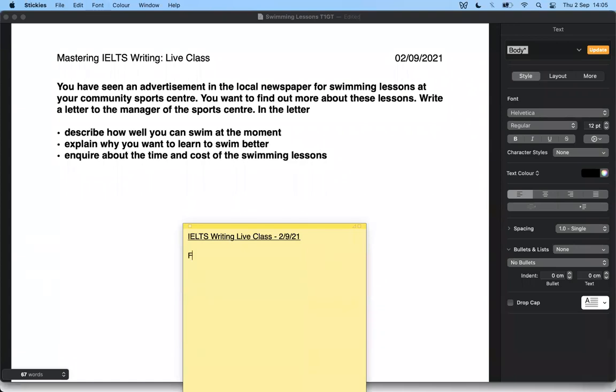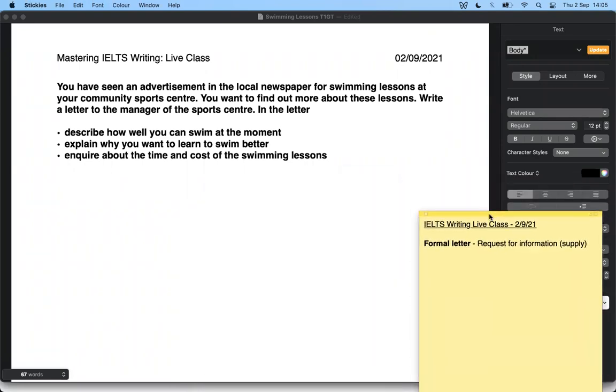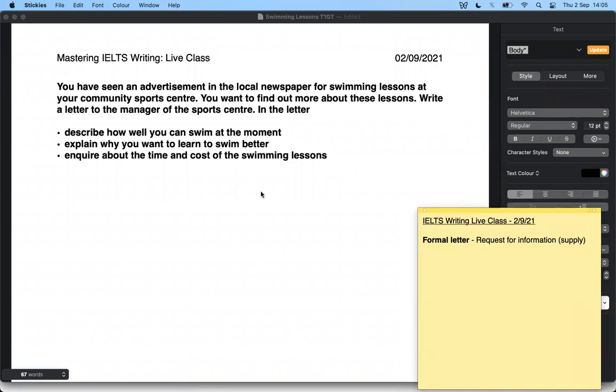So we've got a formal letter and it's a request for information, but there is an element of supplying information as well. We'll come to that a bit later, but some of the instructions ask us to give information as well as ask for information. So the next thing we want to do is to underline or highlight some of the keywords. So can we find out what are some of the keywords here? It's an advertisement.